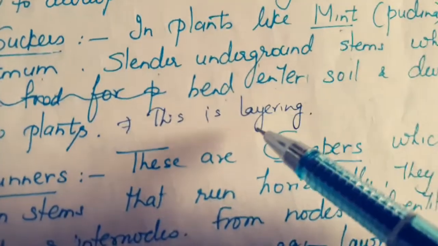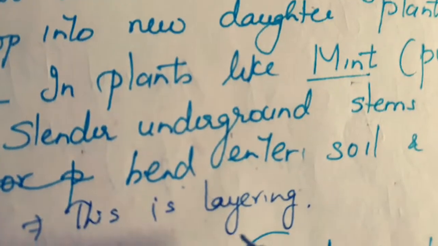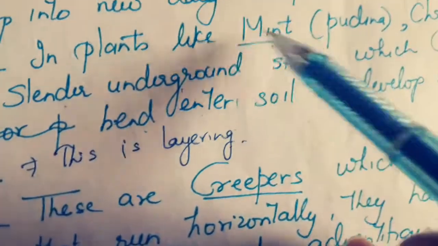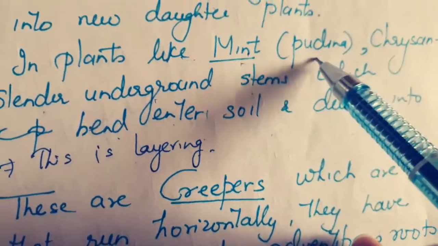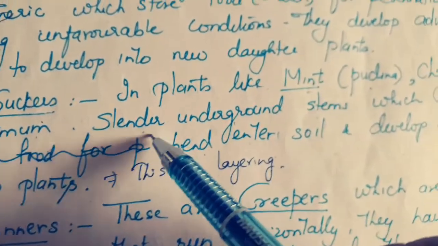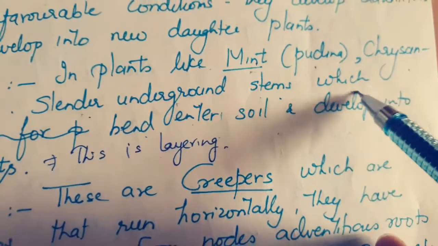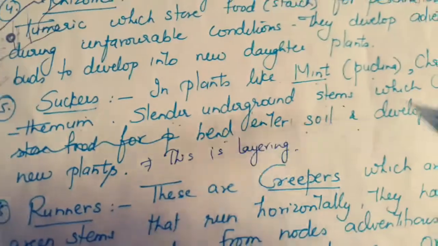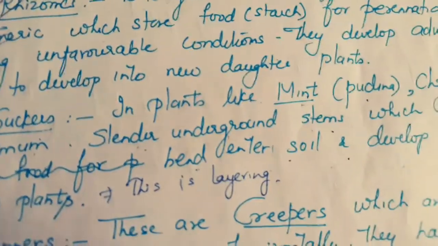One more given in your text is about layering. Now what is layering basically? These plants that undergo layering are called suckers. इसमें मिंट का एग्जाम्पल आता है, पुदीना का, क्राइजेंथेमम का आता है. ठीक है, ये स्लेंडर अंडरग्राउंड स्टेम्स हैं जो कि बेंड करके सॉइल के अंदर चले जाते हैं और वहाँ से फिर से नया प्लांट बनता है.